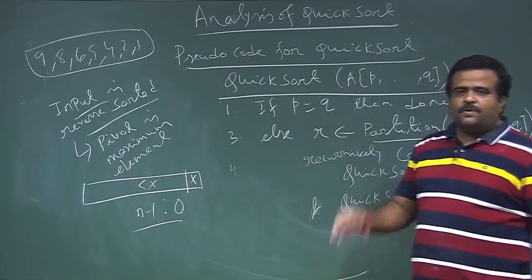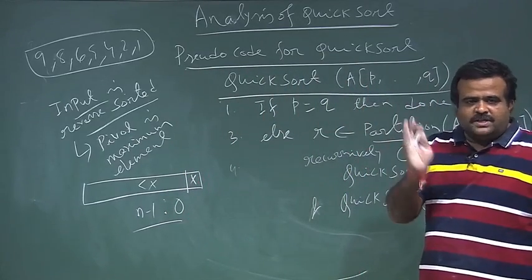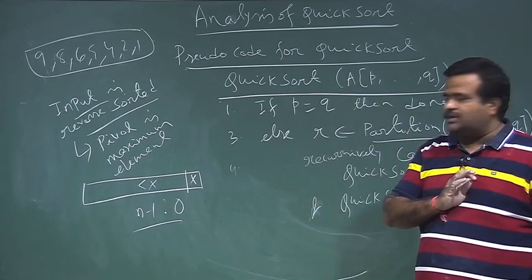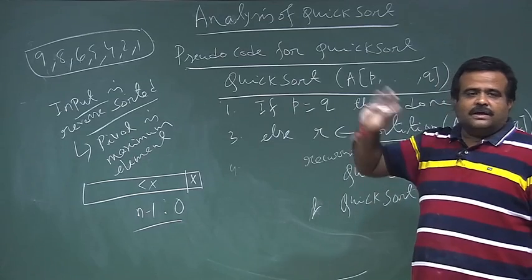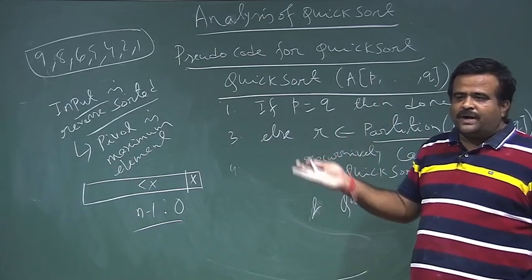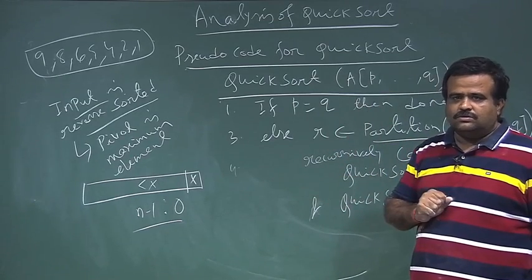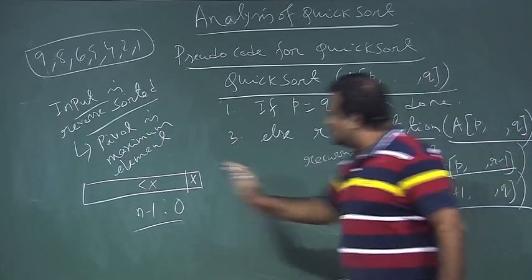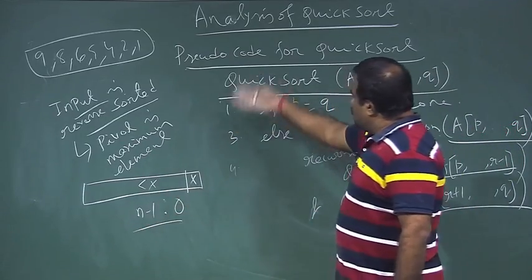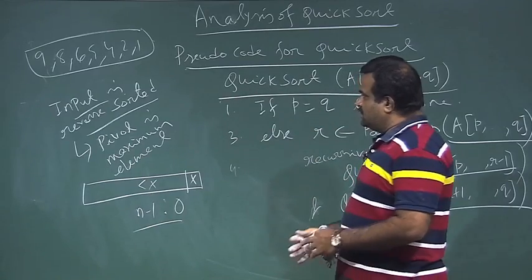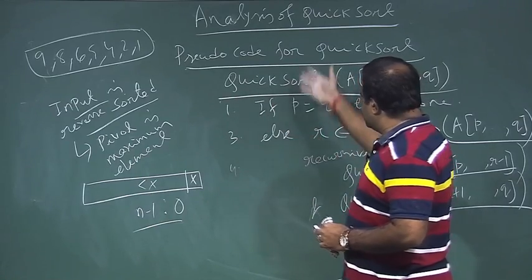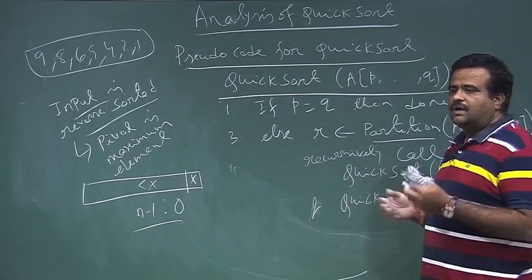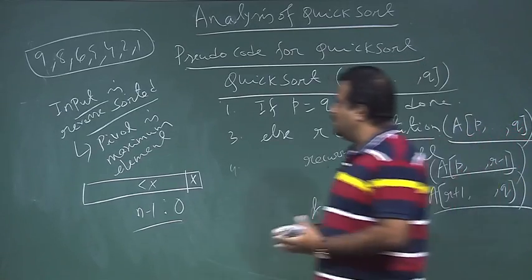So if the pivot is maximum or minimum, then it will be either 0 is to n minus 1 or n minus 1 is to 0. That means one part has subarray size 0. That is why that is the worst case, we will come to that. So if this is the situation, we want to know the time complexity of quicksort when the pivot is minimum or maximum.